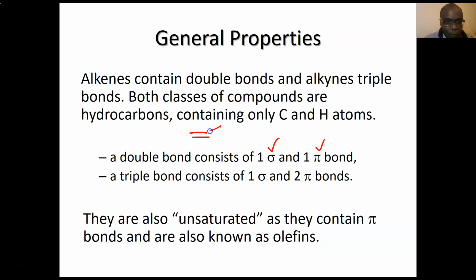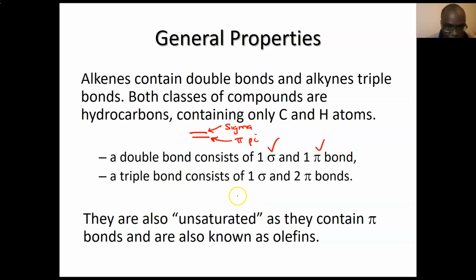So one of these will be sigma, we call it sigma, and the other one will be pi bond, not pi r squared that you use for circles. Just a pi is the name we give it because it's formed by side overlap of p orbitals. The sigma bond is formed by head overlap of s or p orbitals.